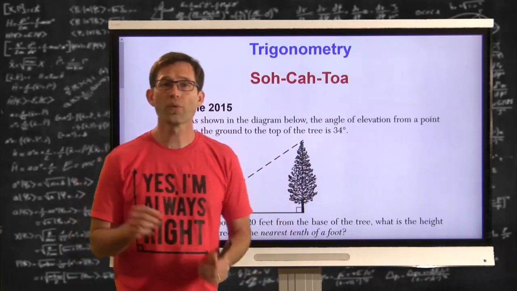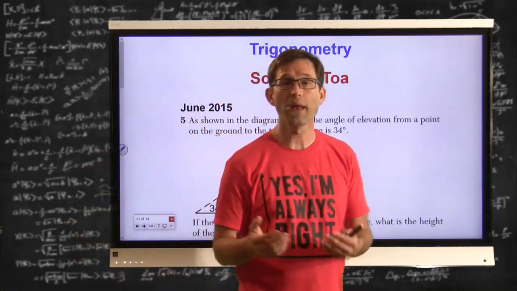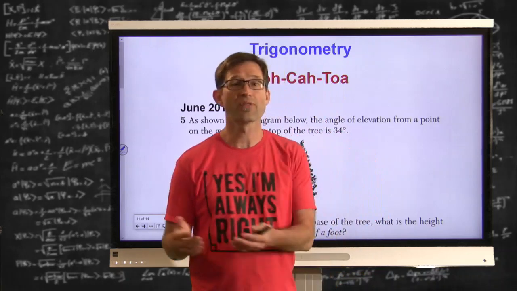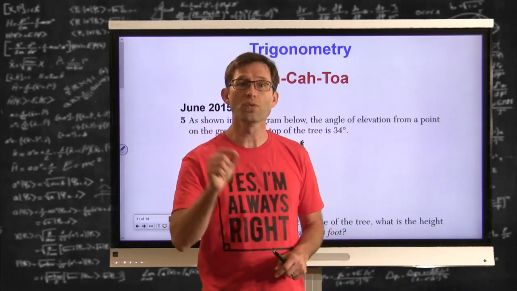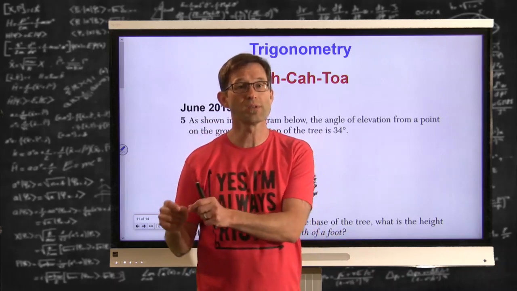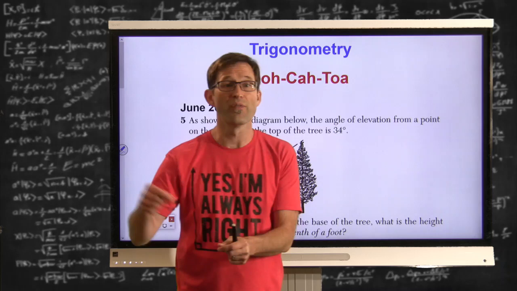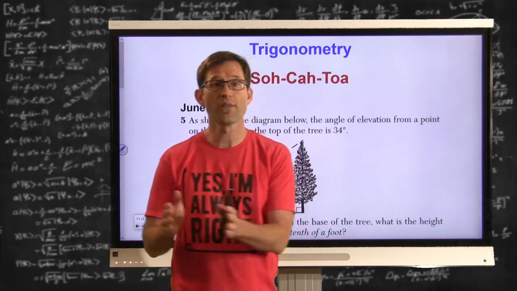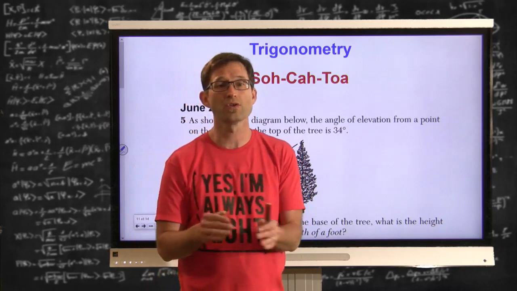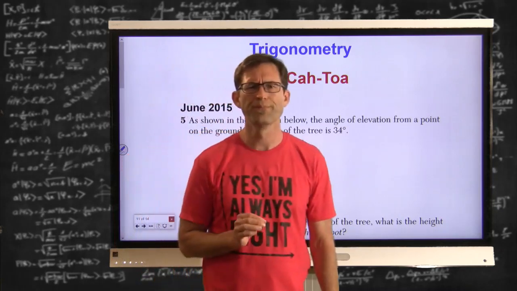SOHCAHTOA. The trig ratios directly come from the idea of similarity. Any two right triangles that have acute angles that are equal are similar. So the ratios of their relatively positioned sides are equal. And it happens to be that when we look at the ratio of the opposite side to the hypotenuse, we call that the sine. The adjacent side to the hypotenuse, the cosine, and the tangent is the opposite divided by adjacent.